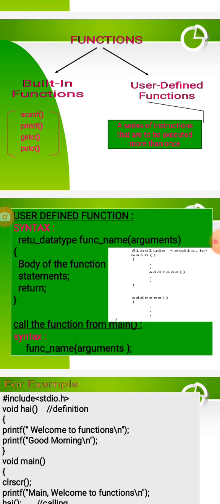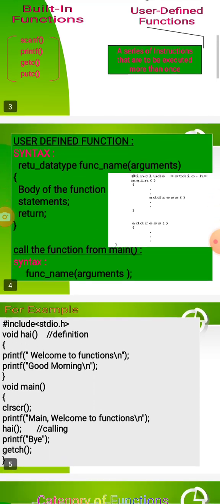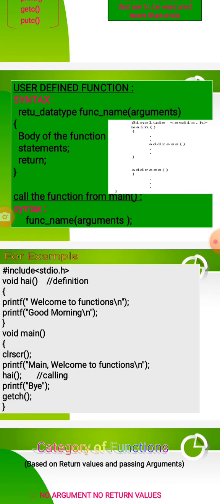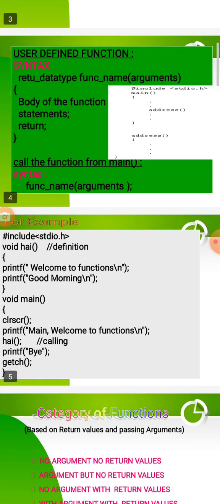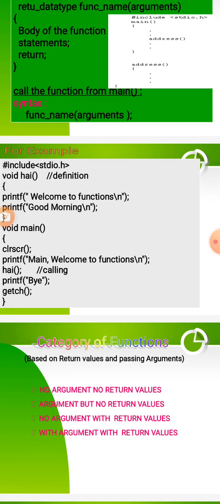After that, how are we going to call the function? A function can be called inside the main function. The syntax is the function name and, inside the parentheses, the arguments. The arguments are not compulsory, they are optional. If a user needs an argument, you can pass the arguments, or else it can be empty. So this is the syntax for declaring a function and calling a function. Let us see an example.